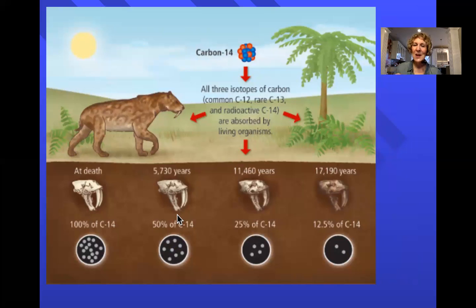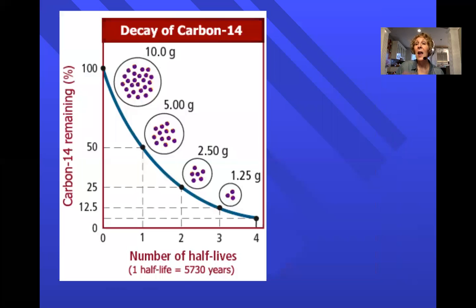So we can measure the amount of radioactivity left in this saber-toothed tiger's bones, and since we know how slowly carbon-14 decays, we can figure out how old it is. That's really cool. That's called carbon-14 dating. We measure the amount of radioactivity left in a sample, then use a standard curve of the time it takes to decay to figure out the number of half-lives, or years, and how old the thing is.